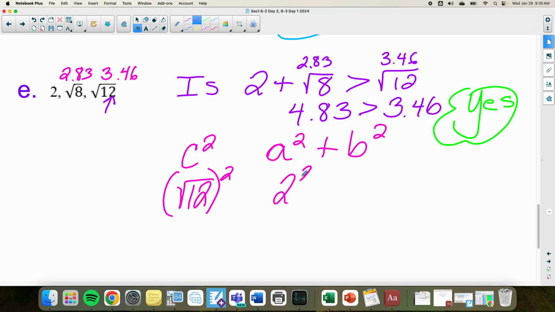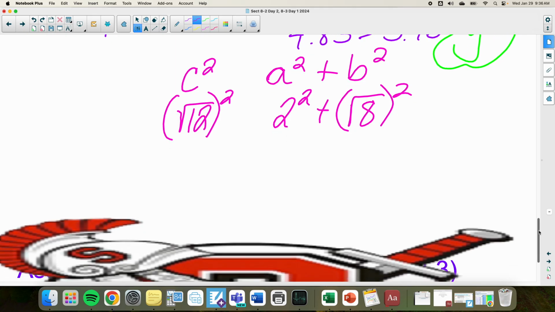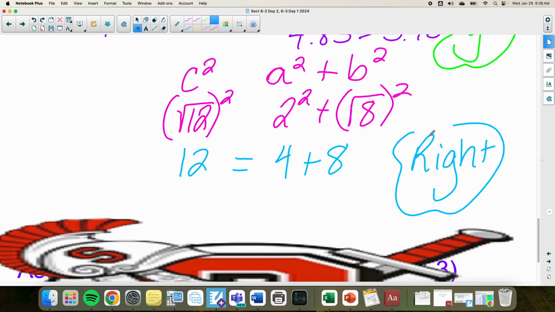A is 2 squared, and B is root 8 squared. Now, do you guys know in math what happens if you square a square root? They cancel, right? So wouldn't it just be 12? And then 2 squared is 4, and root 8 squared would be 8. So isn't it equal? And what kind would it be? Right. So your answers for these would be yes or no here. If it's yes, then this answer would have to be acute, obtuse, right.